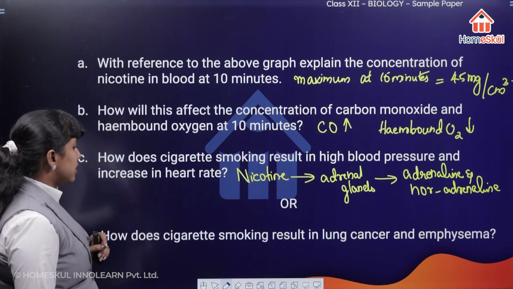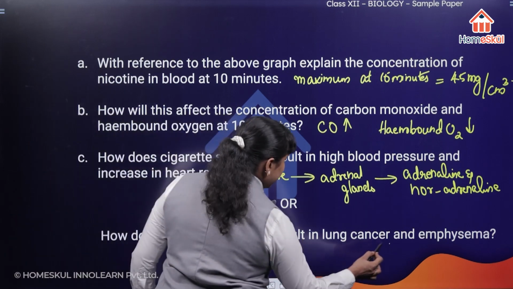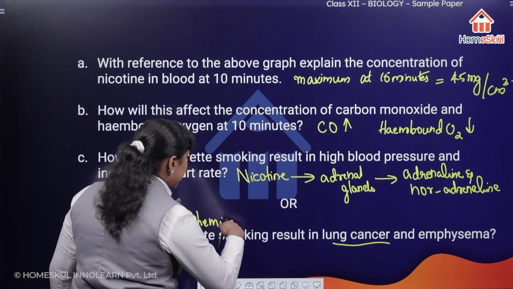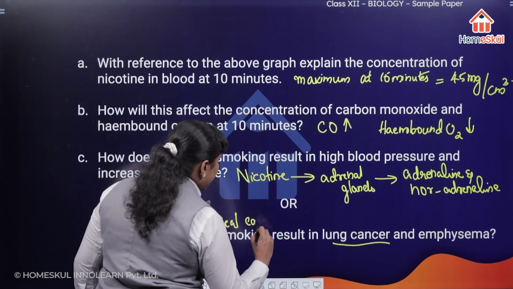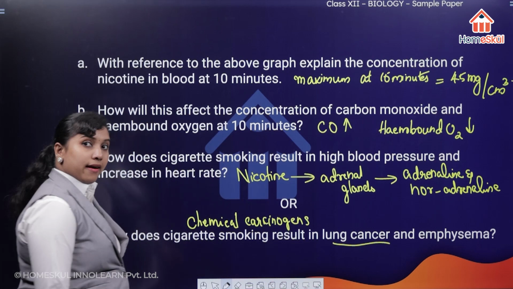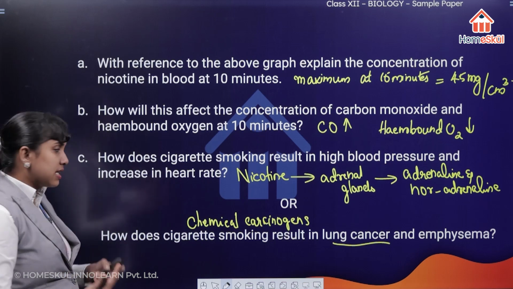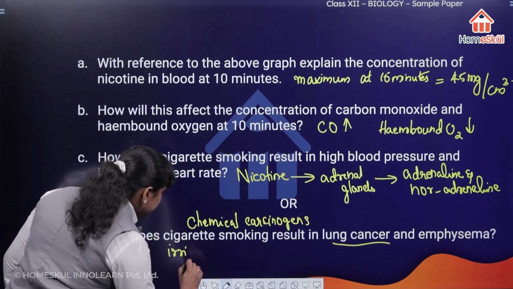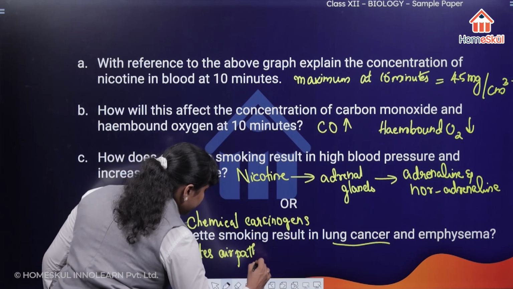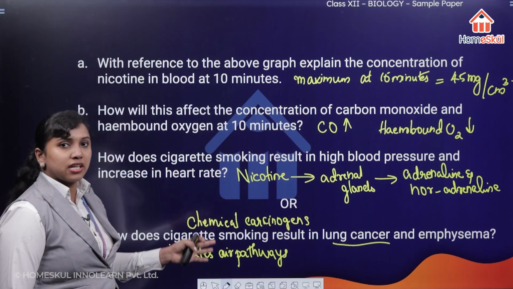Clear? Then, how does cigarette smoking result in lung cancer and emphysema? In case of lung cancer, there are certain chemical carcinogens present in cigarette smoke, right? The chemical carcinogens in cigarette smoke result in lung cancer, whereas in case of emphysema, the nicotine and the cigarette smoke irritate the air passages, the bronchioles, the alveoli, etc.